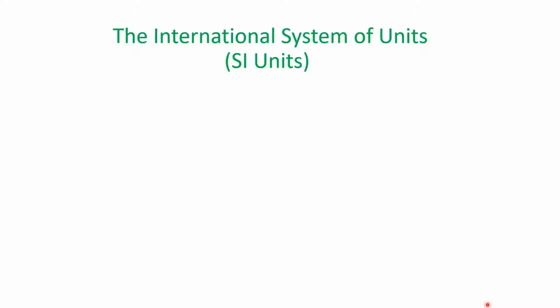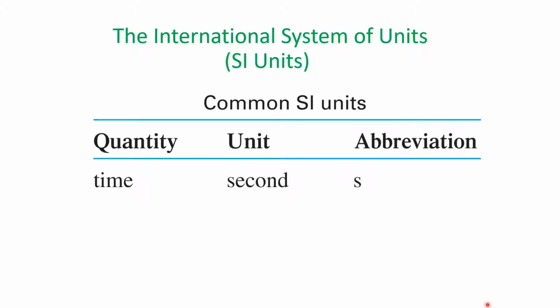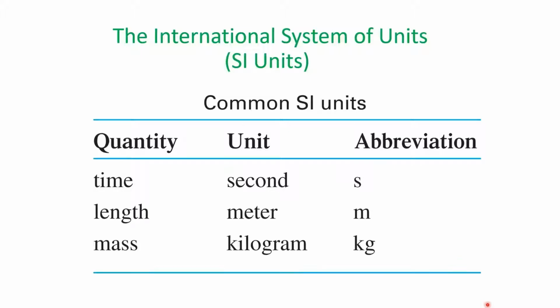There are three primary quantities we're going to concern ourselves with this semester. For time, the standard is seconds, length or distance, meters, and mass should be kilograms. These are often known as the MKS SI units. We will be using these SI units this semester.